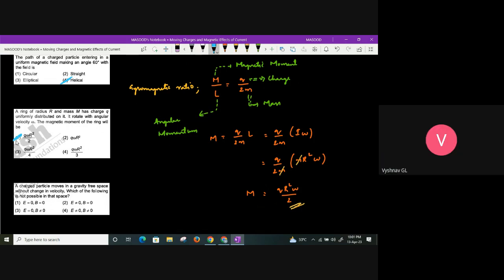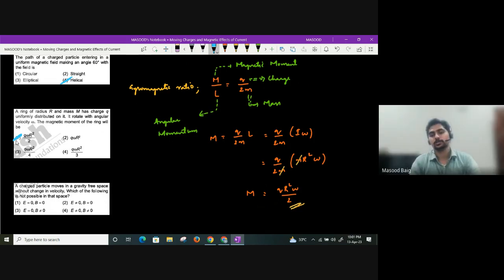Understood, everyone? So here we are considering spin angular momentum. Yes. Why? Because only rotation is there. And in the majority of cases, a ring or a disk is there. If it is rotating, what is the magnetic moment? It will basically be rotating. You should consider spin angular momentum only.